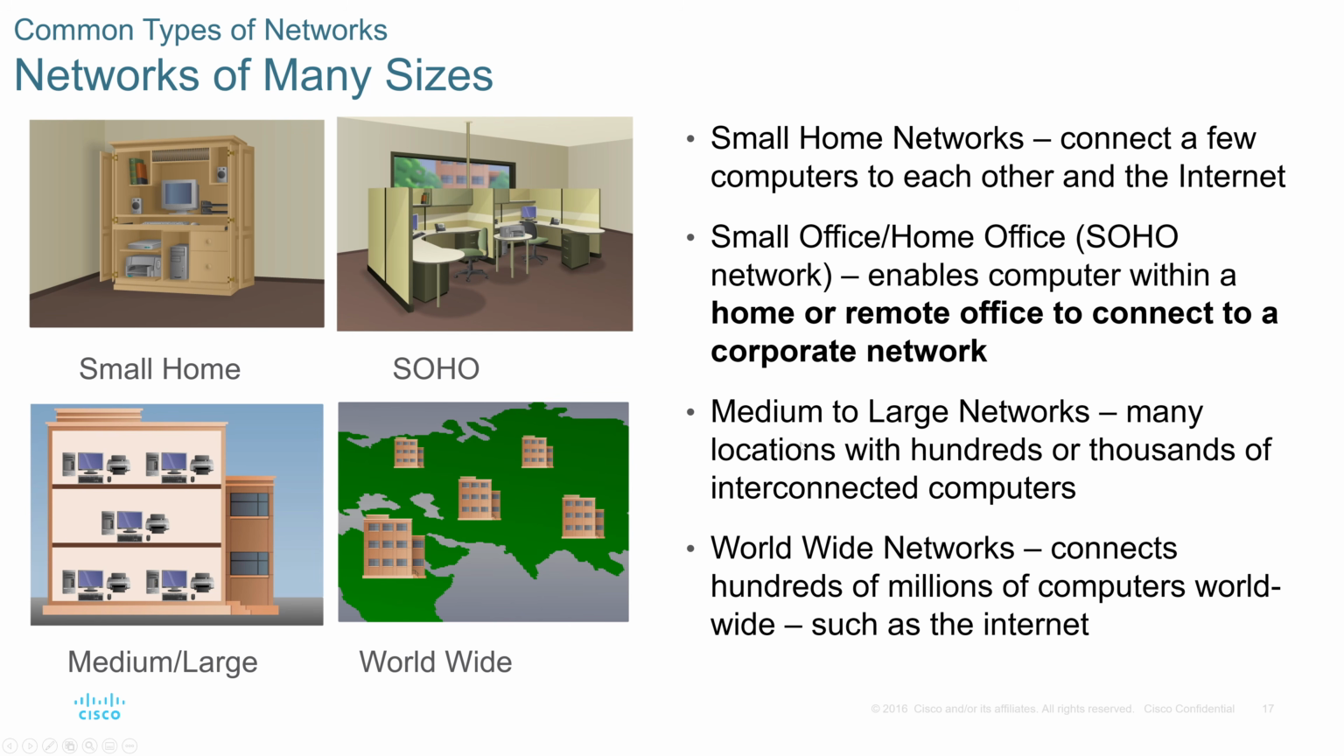The next one is the medium to large networks, which are many locations with hundreds or thousands of interconnected computers that would connect together, resulting in a medium to large network. For example, if you have a company in Calgary and you have offices in Edmonton and you have another office in Vancouver, interconnecting them together would create a medium to large network.